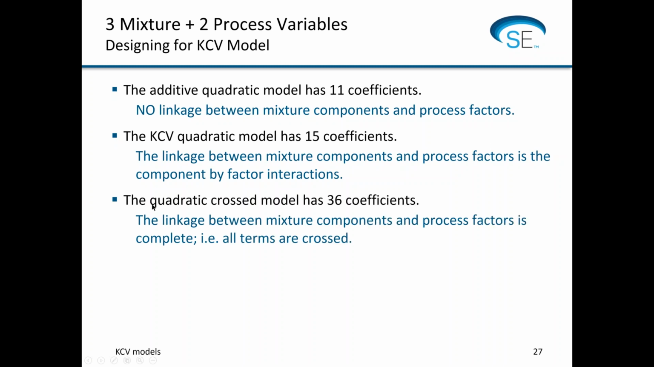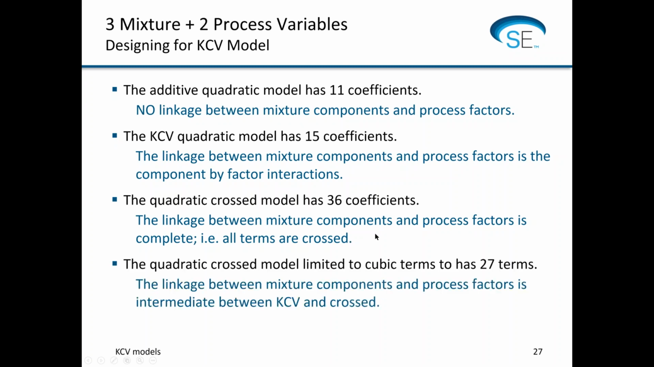If we had gone to a fully crossed model, it would have required fitting 36 coefficients, so over twice as many as the KCV. If there was really complicated dependence, we could have modeled that better, but it would have come at a cost in a high number of experiments. So if we had crossed the 2 models and eliminated the terms that were higher than 3rd order, we could have reduced that 36 to 27. That's still 12 more than what we had with the KCV.